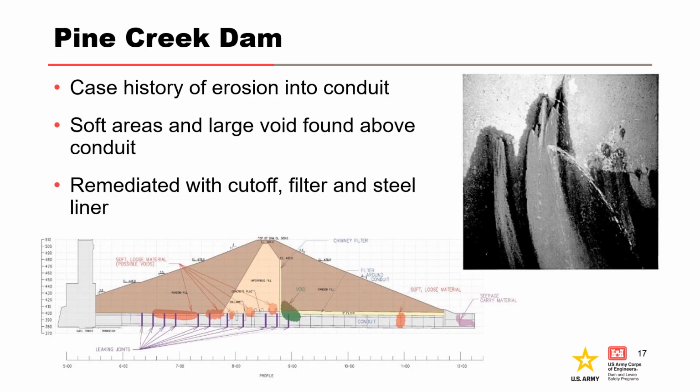Pine Creek Dam is a case history of erosion into the conduit. Soft areas with low blow counts and a large void were found above the conduit, and the figure shows the location of the soft zones in red and the large void in green. The photo on the right shows leakage that was occurring into the conduit. The project was remediated with a cutoff wall above the conduit, a drilled-in chimney filter, a downstream conduit perimeter filter, and a new steel conduit liner.